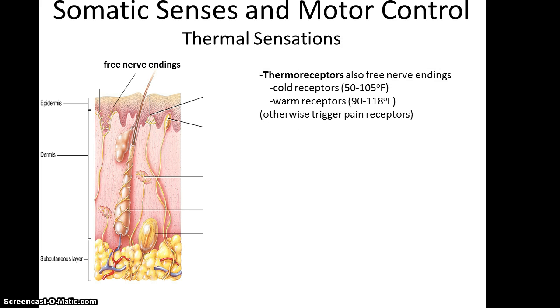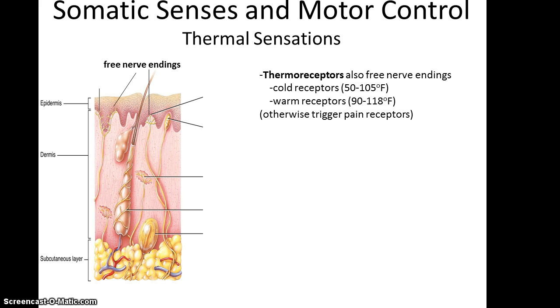Another type of tactile sensation is thermal sensation. These detect temperature through the skin. Again, this is also caused by free nerve endings, so the sensory receptor is the same as the sensory neurons. You have two different kinds of thermoreceptors.